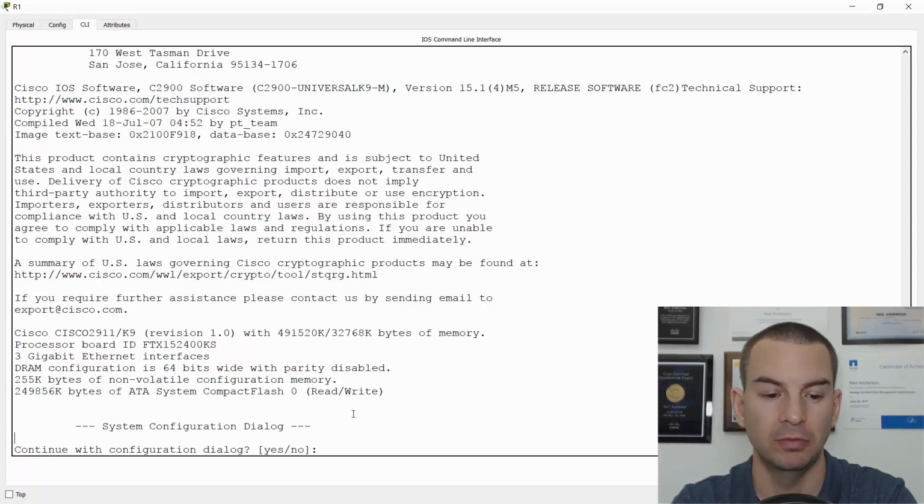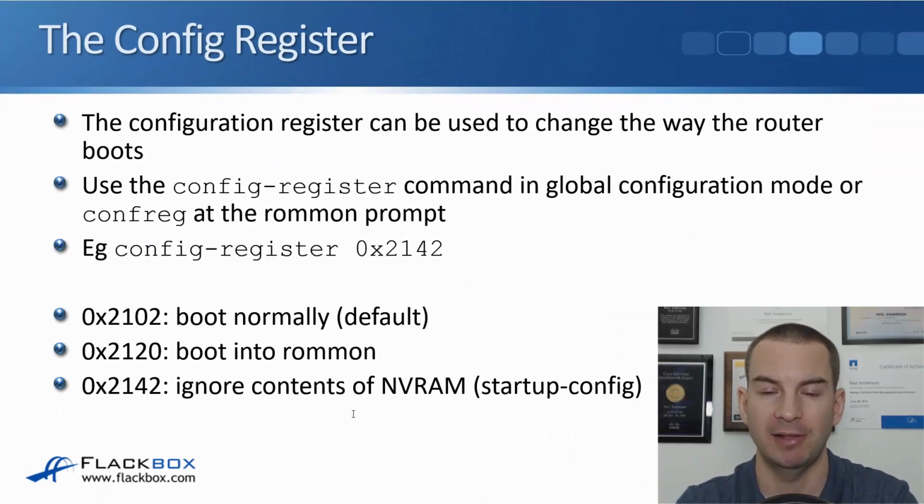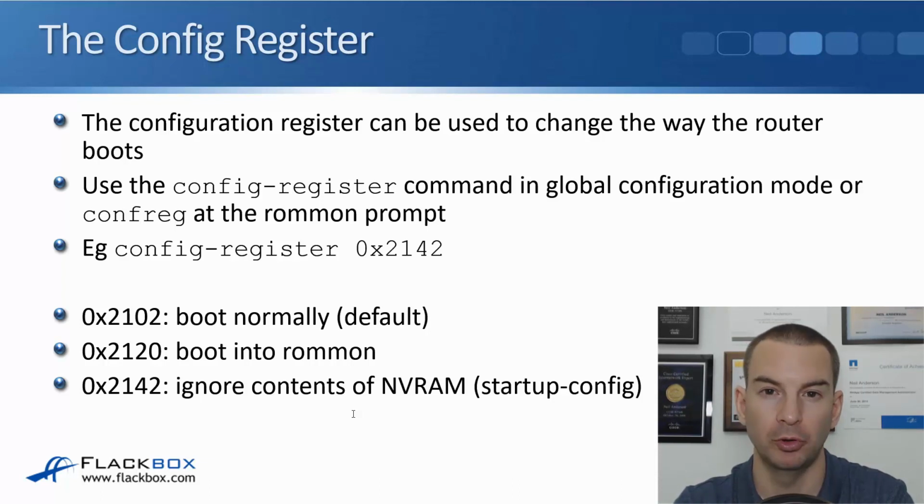We'll go back to the slides now and have a look about how to do the password recovery. First, you need to know about the configuration register. That is used to change the way that the router boots from the default. You can use the config-register command in global configuration mode, or if you're at the ROMMON prompt where the router or switch hasn't completed booting yet, you can use the confreg command. For example, we could use config-register 0x2142 for that setting at global config, or confreg 0x2142 if we were at the ROMMON prompt.